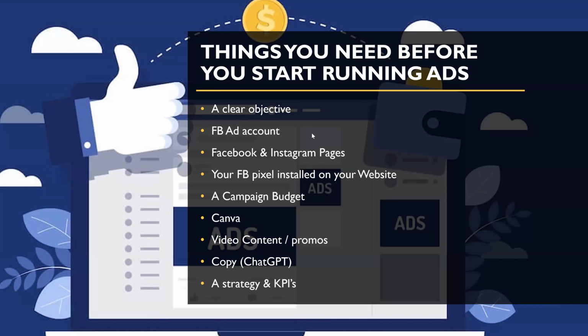And also, before you start running ads, you need a strategy and some KPIs, some things that you're going to measure as you run this type of ads. So: a clear objective, an ad account, Instagram and Facebook pages, the Facebook pixel installed on your website, a campaign budget, how much you're willing to spend on your Facebook ads, and a Canva account, so you can start creating good looking creative that'll stop people, and some way of creating engaging video content. Copy, so either you get good at writing copy yourself, and I recommend that book and the PASTOR formula for writing copy, and you'll need a strategy and some KPIs.